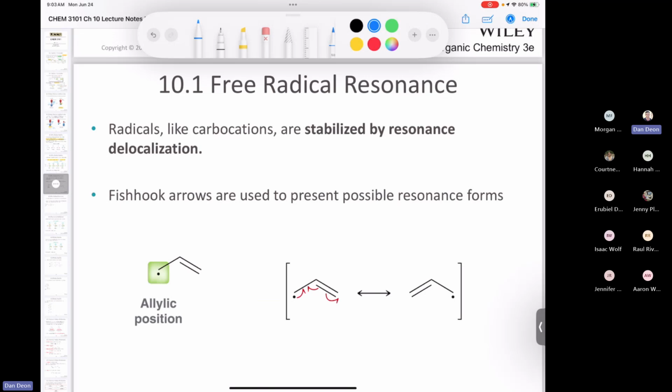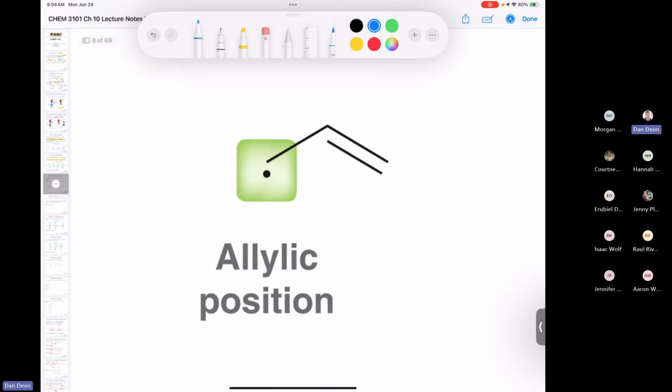If you have something that's going to be stabilized by resonance, right? You guys know that resonance serves to stabilize a molecule or an anion or a cation. And so we see the same thing with a radical. If we look at an allylic radical, you might just stare at this and say, well, that's not going to be stable because this carbon is only attached to one carbon. It's primary. Yeah, it is primary, but we can draw fishhook arrows and come up with a resonance form.